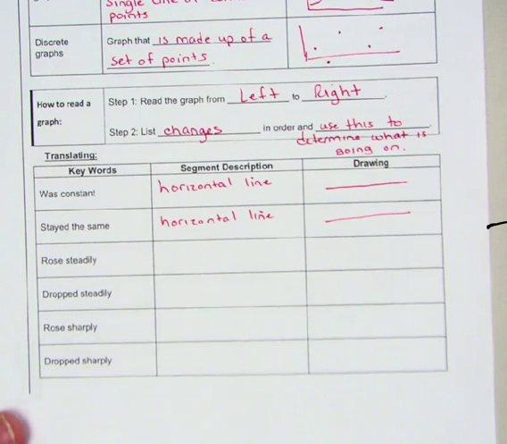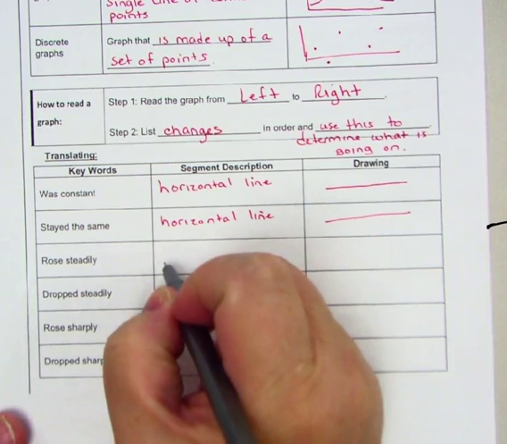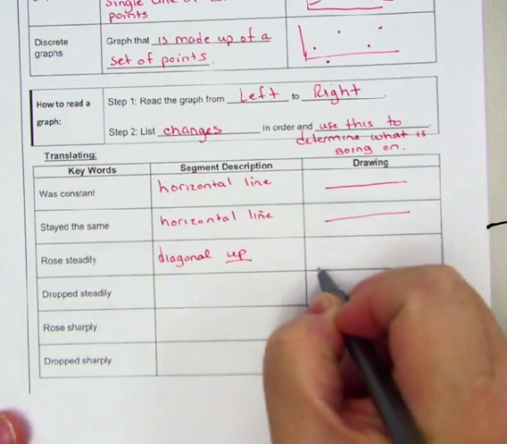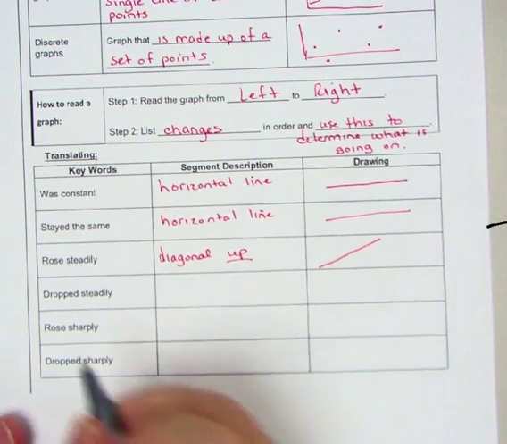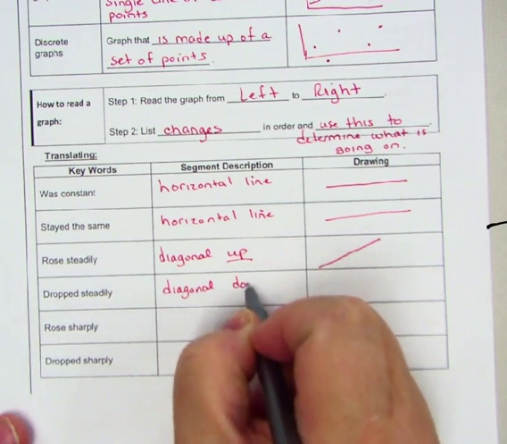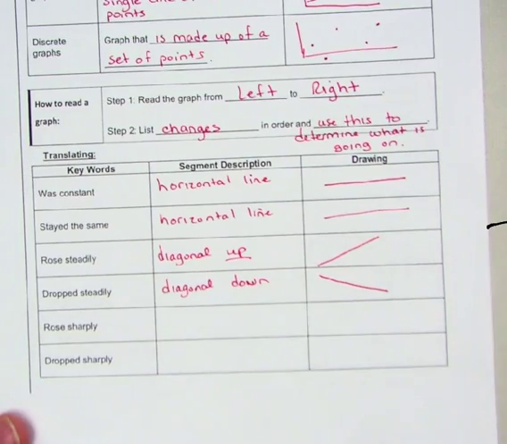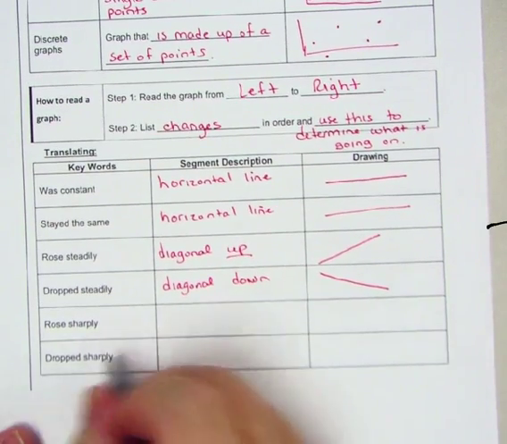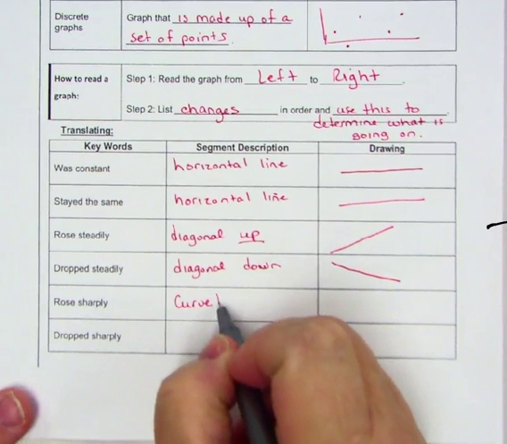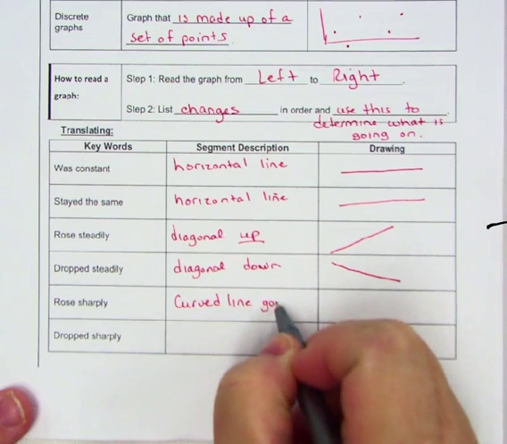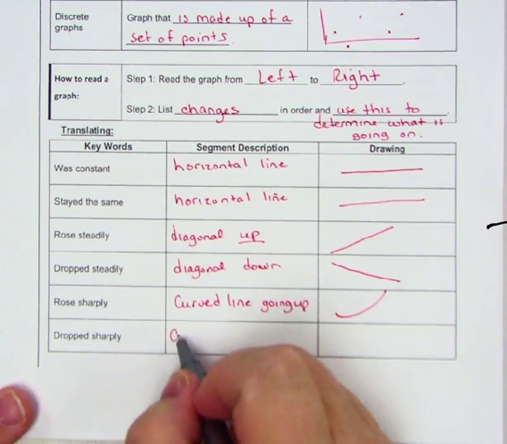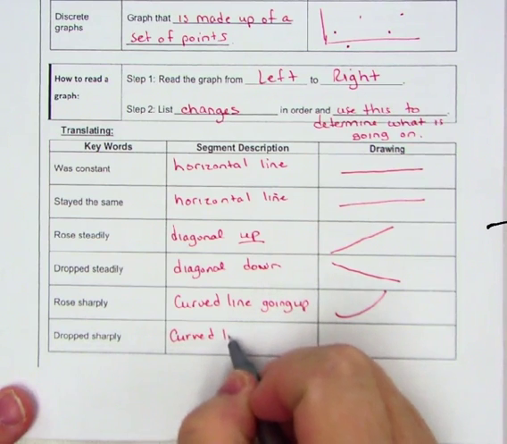Okay, if it rises steadily, then you're going diagonal up. Remember, left to right. Okay, and if it drops steadily, you're going diagonal down. Left to right. And then if it rises sharply, you're curving. Curved line going up. And if it drops sharply, curved line going down.